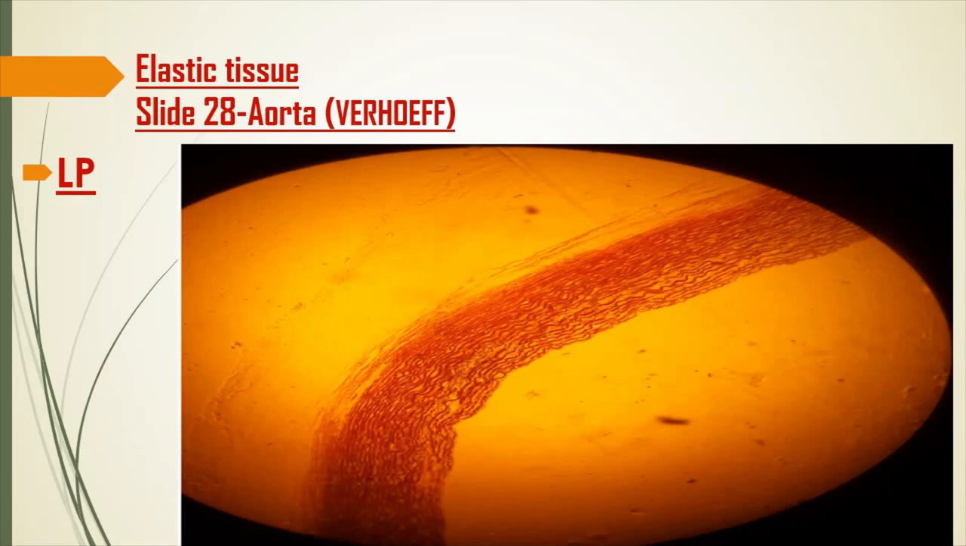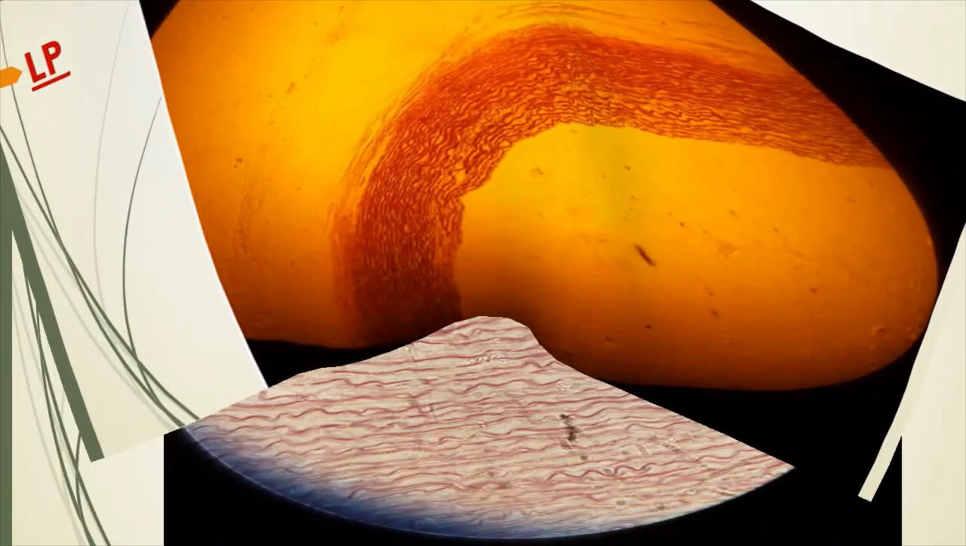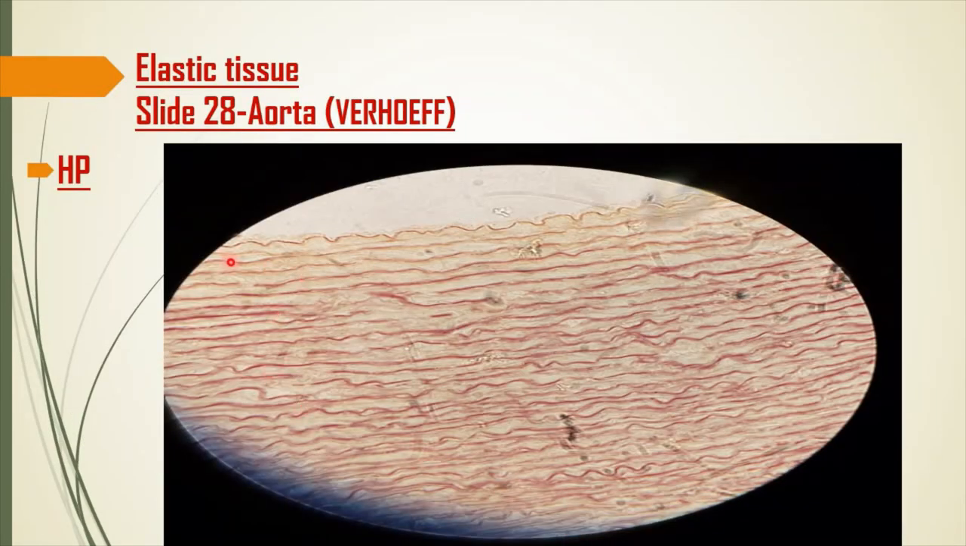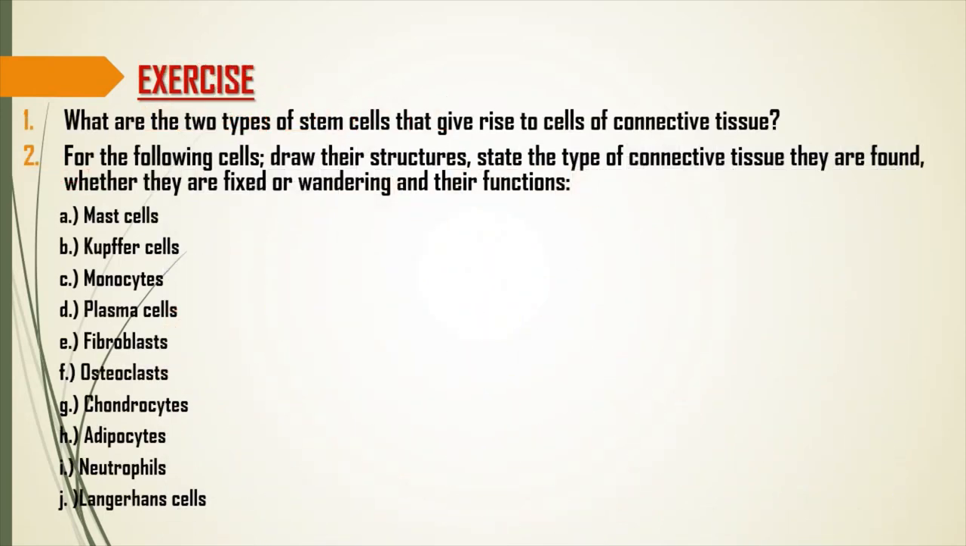It makes so much sense that you have elastic fibers in your aorta because blood vessels are supposed to be elasticated. When blood is passing through there, they're supposed to be elastic. So you can't find collagen fibers in very large amounts in blood vessels. They are there, but the most abundant type of protein fibers in blood vessels are elastic fibers. Let's look at the high power representation. So this is your tunica media, and what you see here, those are the elastic fibers that are found in the aorta. So this was the last histological slide that you are supposed to draw under connective tissue.